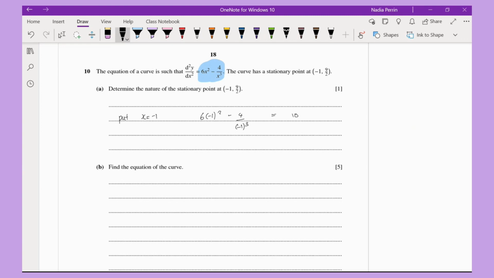And if you chuck that in the calculator, you get 10. And that means that it is a minimum. So remember, if it is a number greater than 0, it's a minimum. And if it's less than 0, it is a maximum.